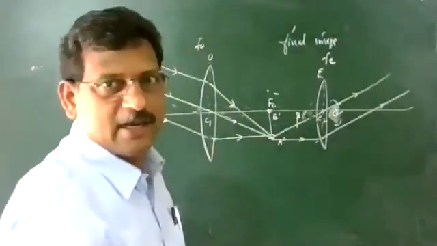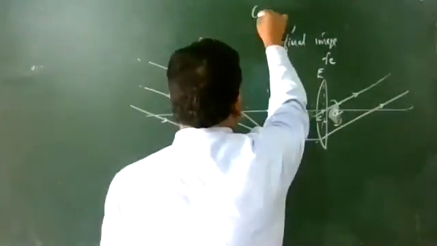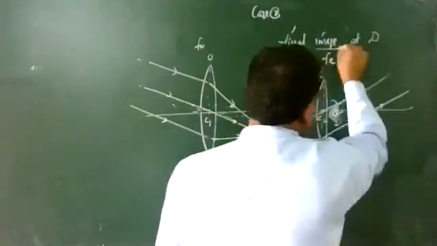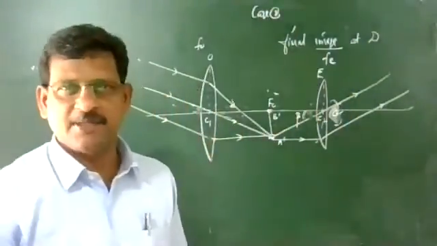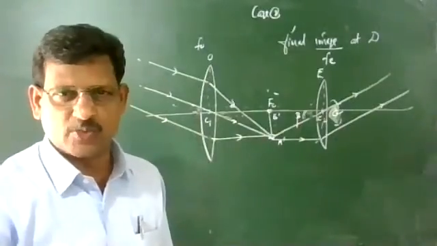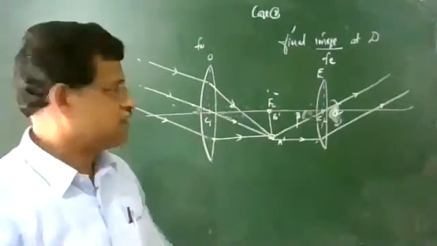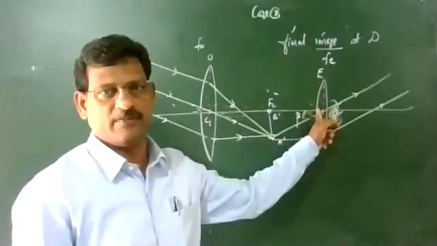Final image is at least distance of distinct vision. Case 2: final image at D. So what is the condition? This arrangement we can do only with the eye lens. Whether the final image is at D or infinity, adjustments we have to do with the eye lens only.